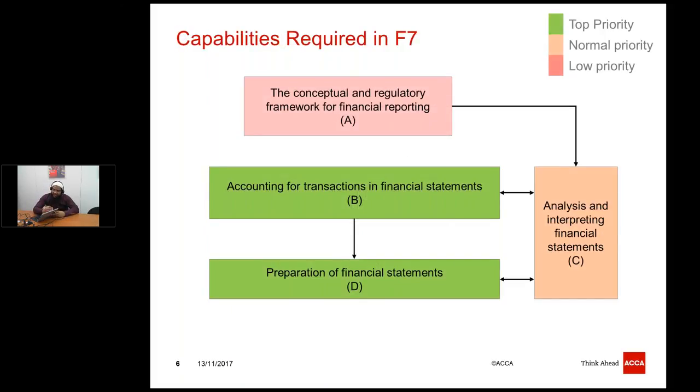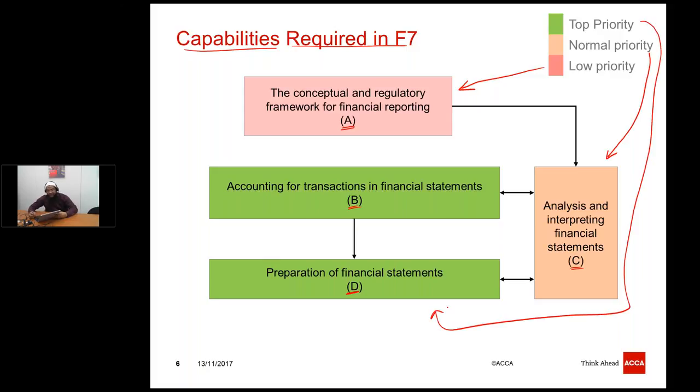Now these are the syllabus areas, the capabilities required to pass paper F7. There are a total of 4 sections: Section A, Section B, Section C, and Section D. So these are the 4 syllabus areas of paper F7. The orange color denotes a low priority area, the other color denotes a normal priority area, and the green sign denotes the top priority area.